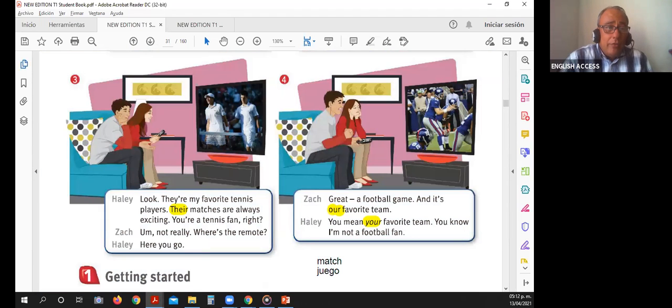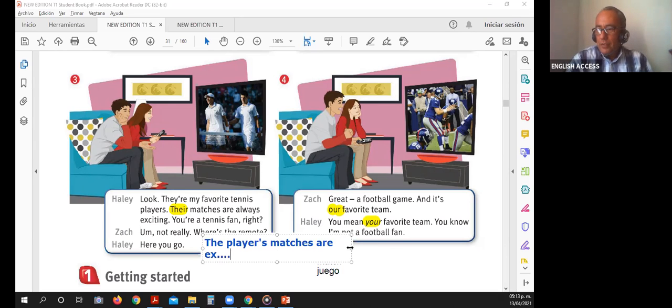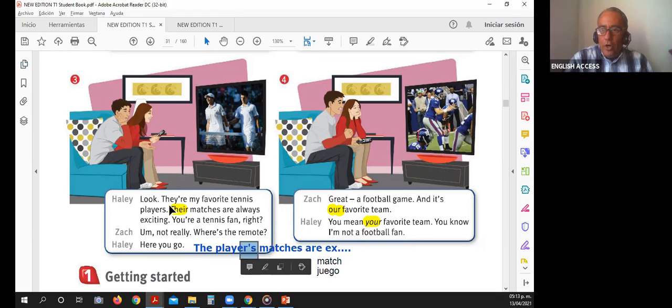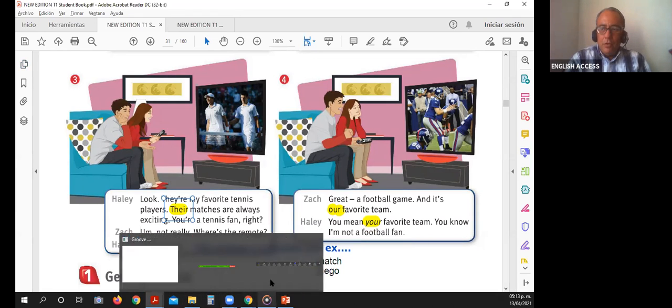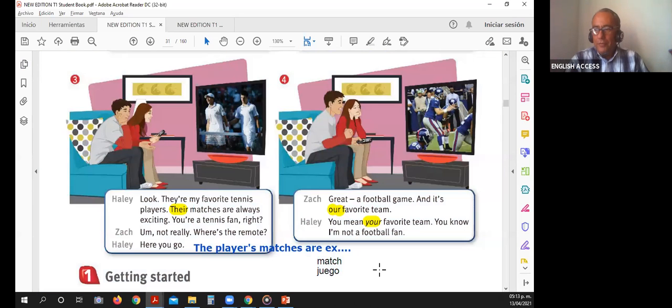So another way to say this information, it's not using their, using the possessive noun. The players' matches are exciting. And this is another way to use a possessive noun, or possessive adjective. More examples to make it clear for you.